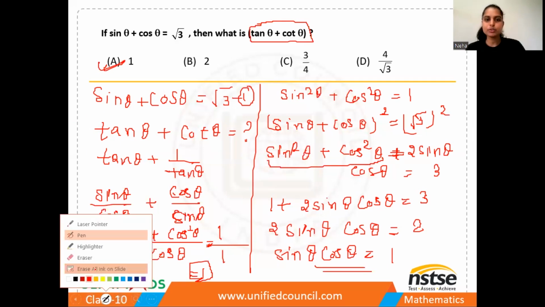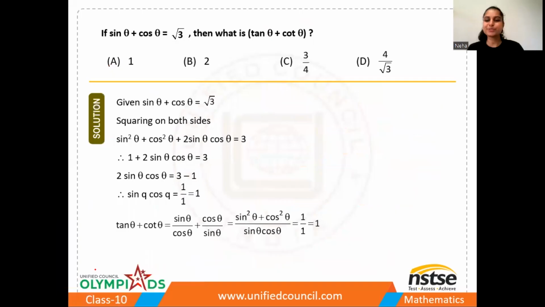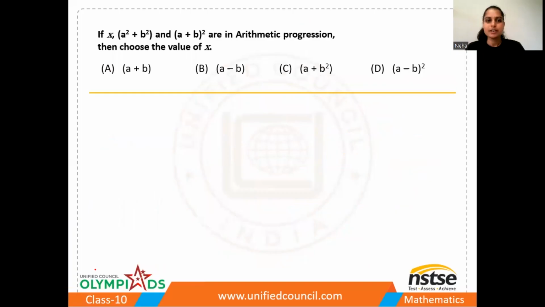Now let me show you the detailed explanation for this question. Perfect one? Alright. Let me show you the next question. So here students, this is the next question, and in this question, they are saying that if x, a square plus b square and a plus b whole square are in arithmetic progression, then choose the value of x.